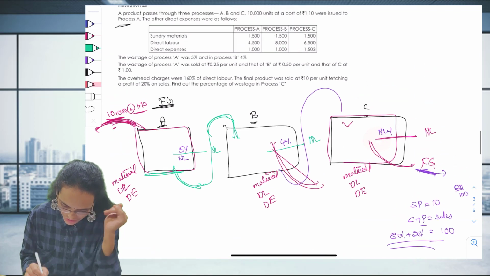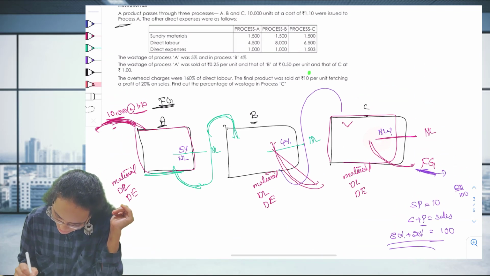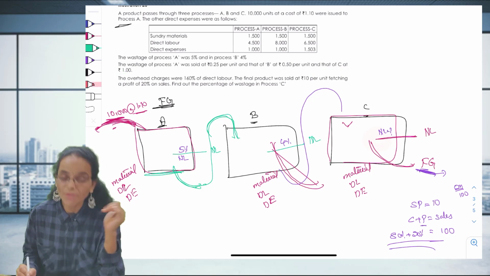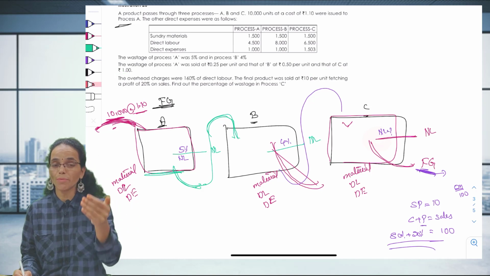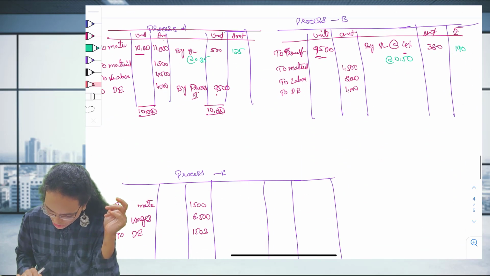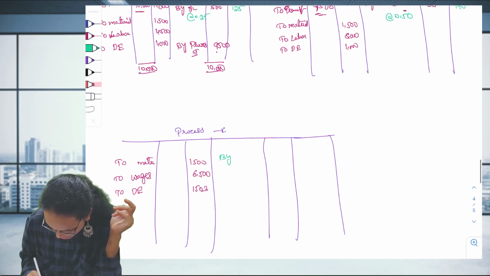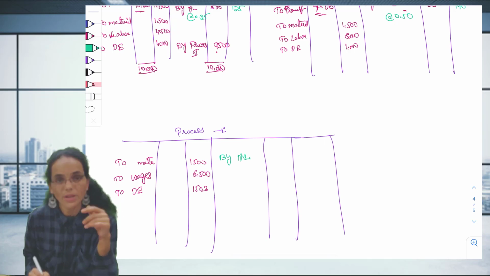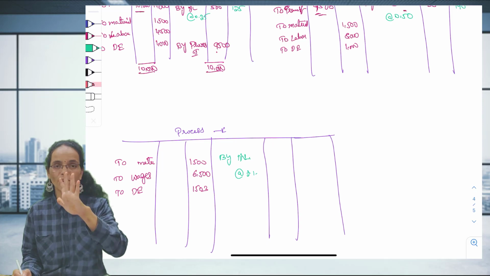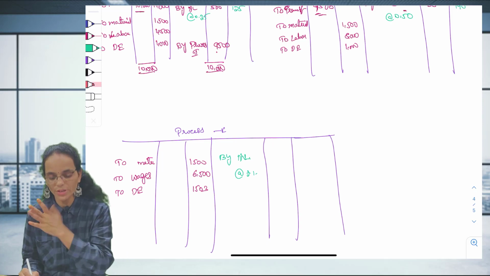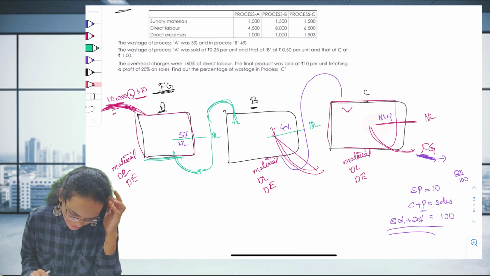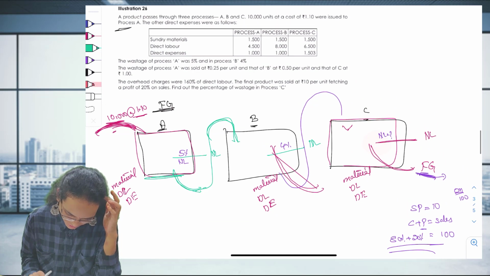The question is not yet finished. Go to the question once again. That of C at 1 rupee. We don't know how many units got scrapped in the third process, but it has been sold at 1 rupee per unit. The information is given. So the normal loss units we don't know, but they are sold at 1 rupee per unit. You write it and put it aside. Next one.